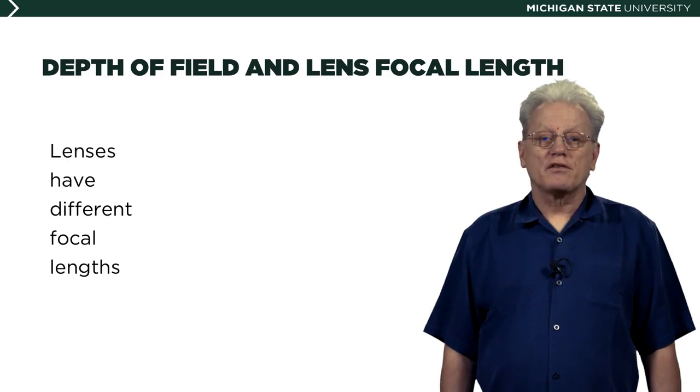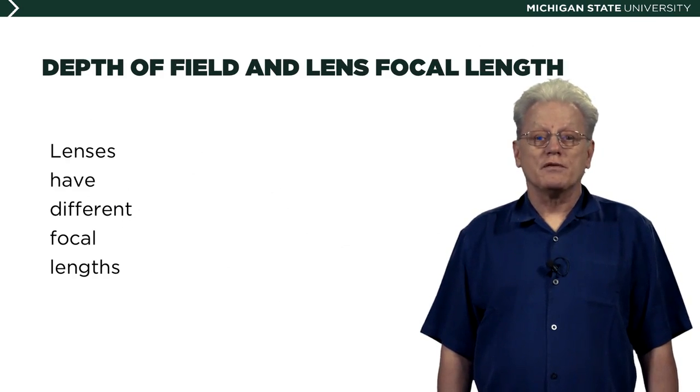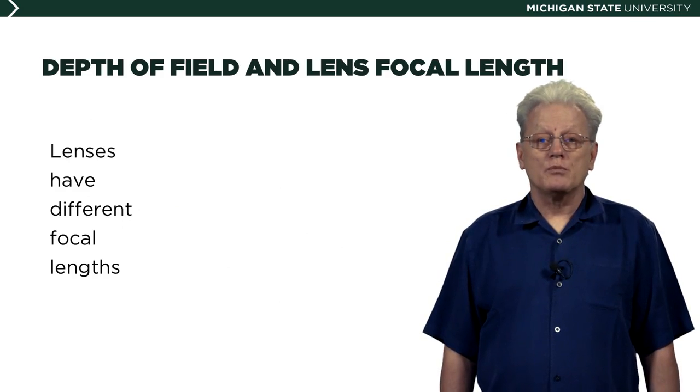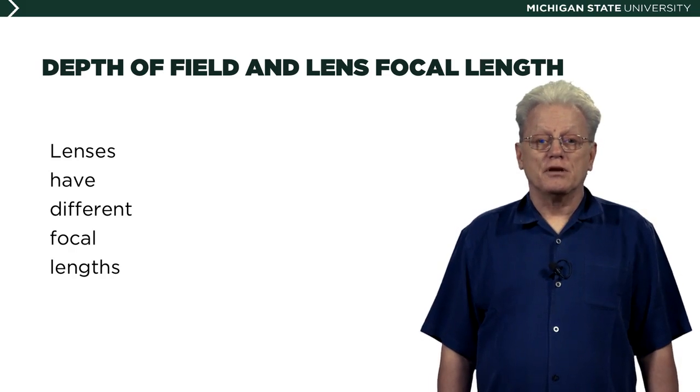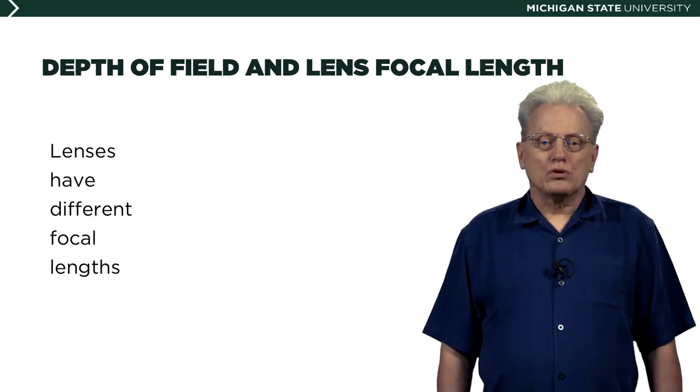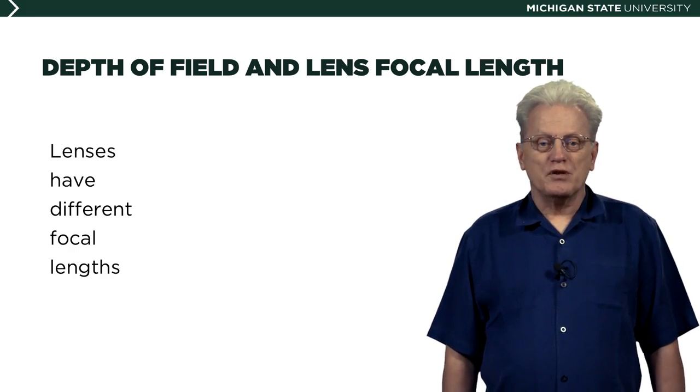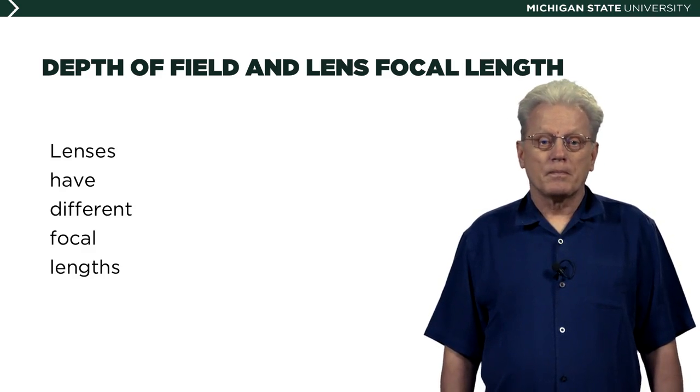Technically, the focal length of a lens is the distance from the rear of the lens to the image it forms on the focal plane when the lens is focused at infinity. Lenses have different focal lengths, usually mentioned in millimeters. For example, a 50 millimeter lens is a lens with a focal length of 50 millimeters.